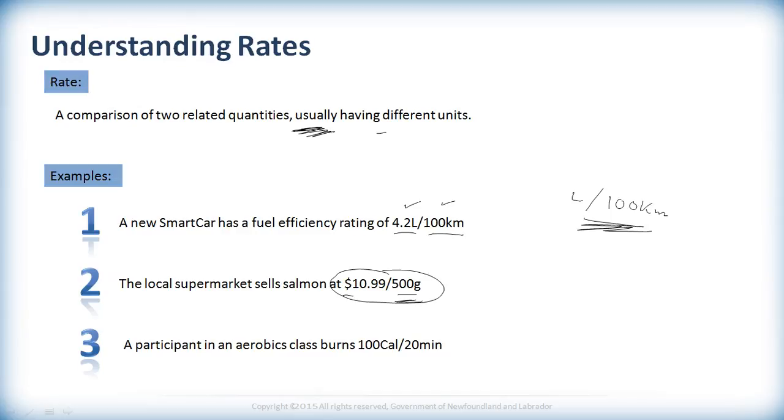A participant in an aerobics class burns 100 calories every 20 minutes. Why would they use 20 minutes? Well, maybe that's how long the aerobics class is. I don't know. I don't do aerobics. But the idea is it's how much of one thing associated with a certain quantity of another. That's what a rate is.